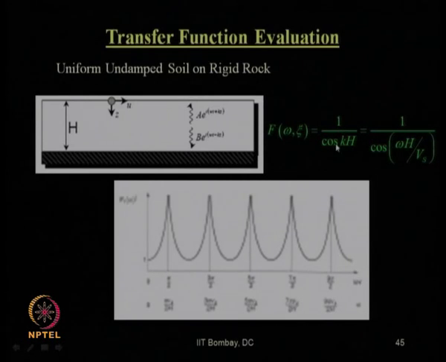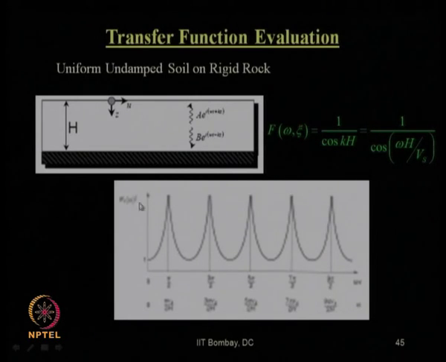Why? Because 1 by cosine of k h is a function of... For the undamped case, it is not a function of eta, the damping ratio. It is a function of only omega, because your wave number is correlated with that, as we have seen already, and the thickness of the soil layer, which we can express, if you use the expression of k, as nothing but omega by V s, is it not? That is what we defined earlier, that wave number is defined as omega by V s, clear? So the transfer function for the undamped case will be 1 by cosine of omega h by V s.